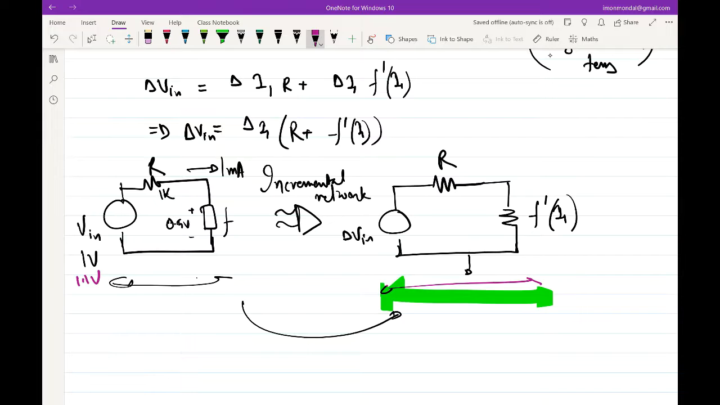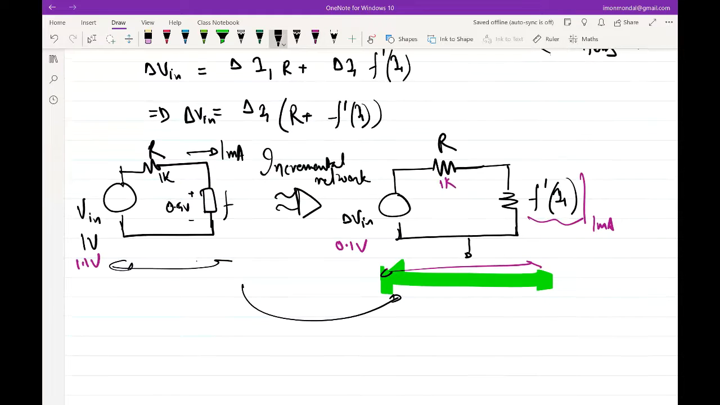Great, right? So essentially I am supposed to know everything about the right-hand side network. So what do I know? Let's start from delta V in. What will delta V in be in this case? 0.1, great. What will R be? 1K, no change. What will this element be? This will depend on what the current voltage characteristics were around I1 of 1 milliamp.